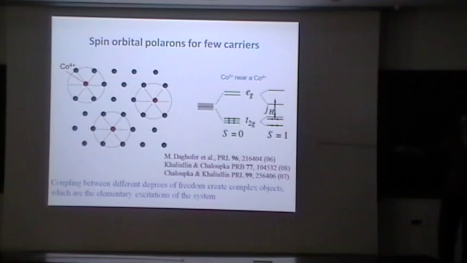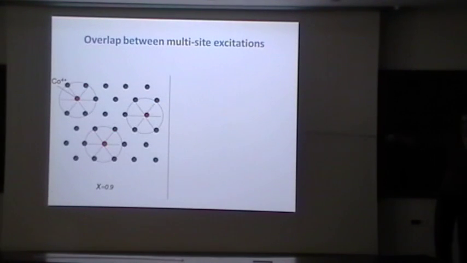So what I find nice in this picture is that it really explains quite directly why you would find this type of correlations just in the high x limit. Because if you are in a situation like that where you have few cobalt 4 plus, you see that they will be far apart spatially, so they don't interact, and you can really stabilize this type of effect.